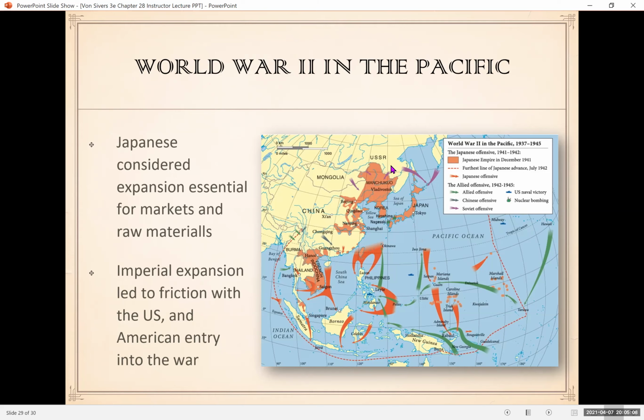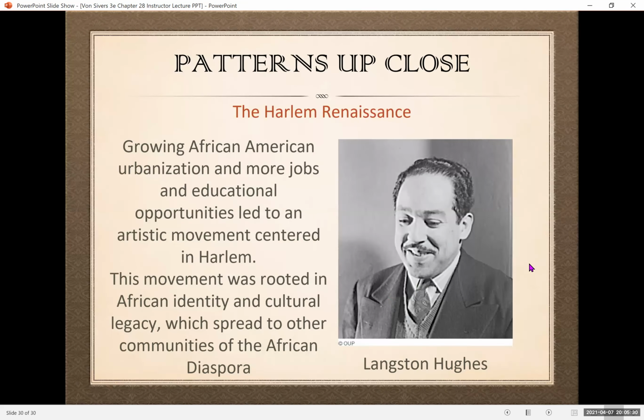Now, if you note, the USSR is right here by Japan. They don't do anything in the Pacific. They do nothing in the Pacific. Stalin ignores it, so he avoids having a two front war. He's more worried about the Nazis. So America, Great Britain, France eventually win the war.